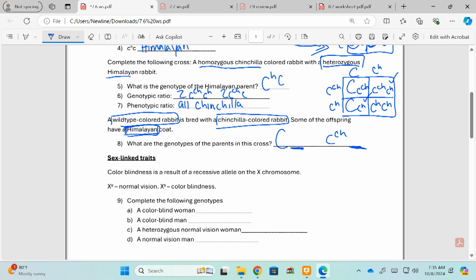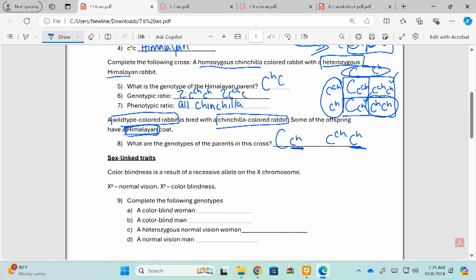Okay, so this is all working, because this parent up here, this could be their genotype and they would still be a wild colored rabbit. This would be the genotype of the other parent, and this combination would still produce a chinchilla colored rabbit, okay? And then this right here is going to produce our Himalayan rabbit. So we figured out what the genotypes of the parents are. They both have a Himalayan allele. If you got this, you're all good to go.